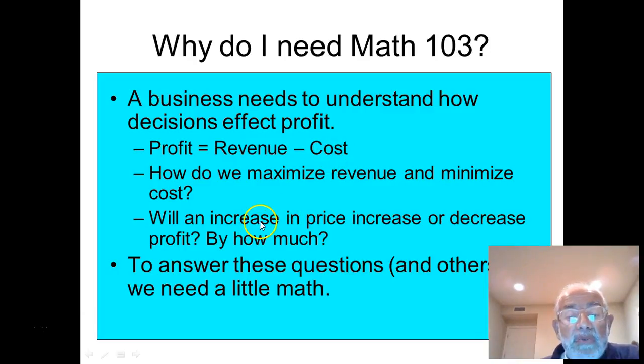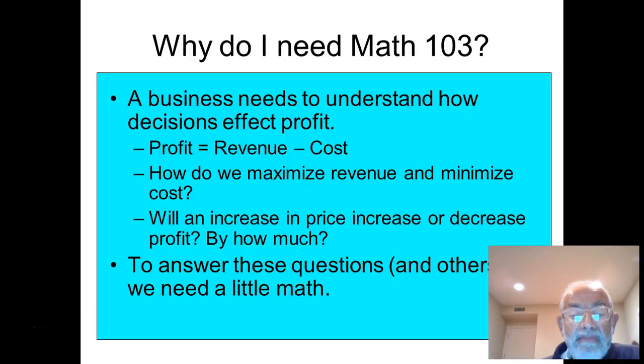And the question we'll ask, well, when I increase my price, will I increase or decrease my profit? Well, on the surface of it, you say, well, gee, increase your price, it'll increase your profit. Of course, that can't go on forever, because if your price is very high, then they will go somewhere else. They'll go to your competitors, and you won't have much. So then the question becomes exactly how much can I increase my price and still keep my profits high. To answer all these questions and others, we need a little bit of math.